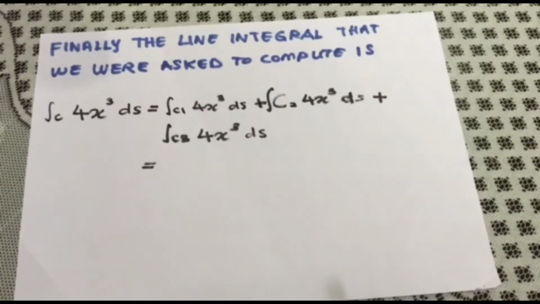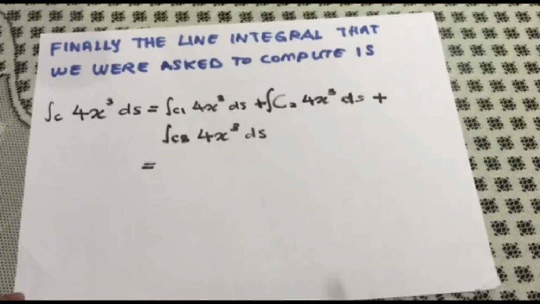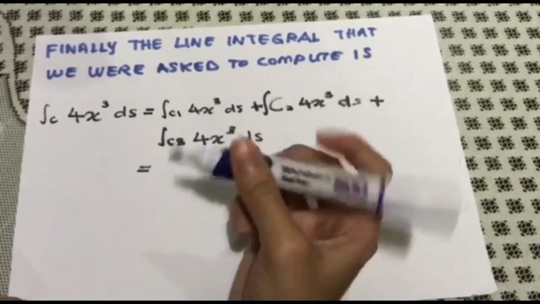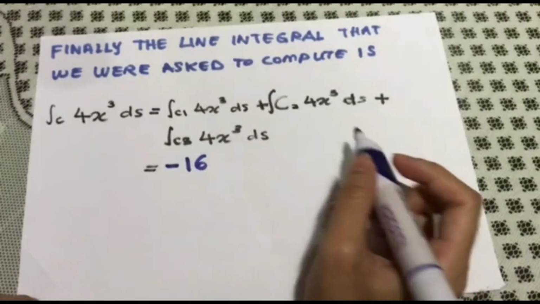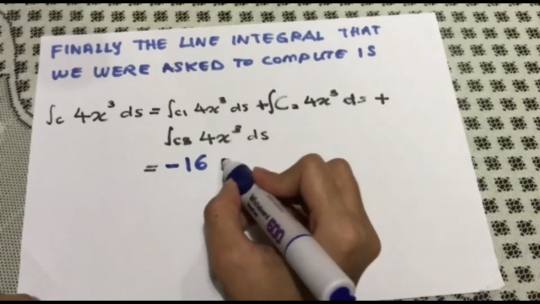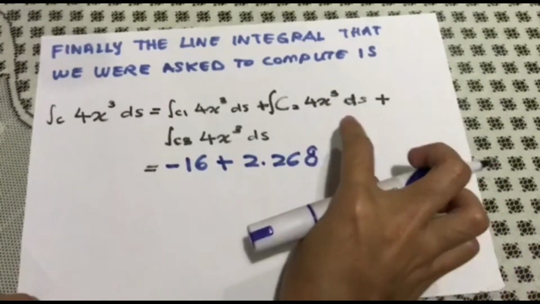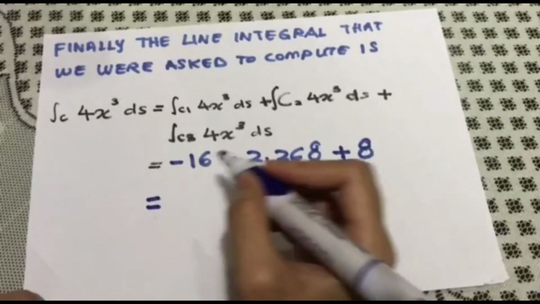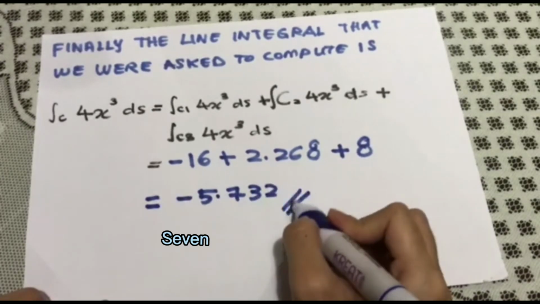Okay, so finally, the line integral that we were asked to compute is equal to the integral of 4x cubed ds, the summation of the integrations of C1 plus C2 plus C3. So the value for the integration of C1 is negative 16, plus the value of C2 is 2.268, plus the value for C3 is 8, and we got the final answer, which is negative 5.032. So this is the final answer.